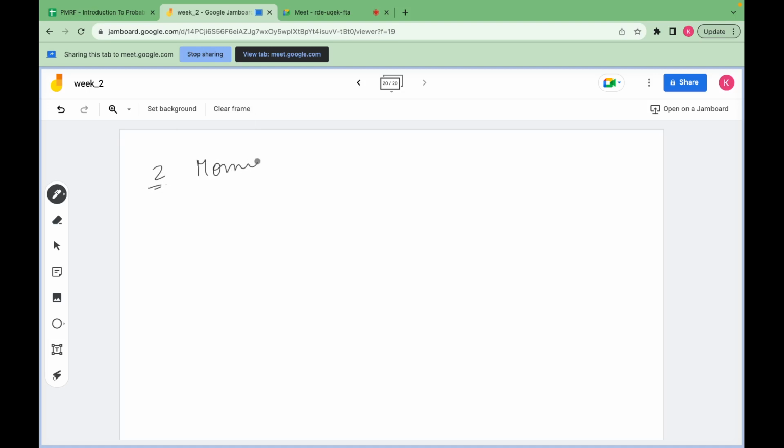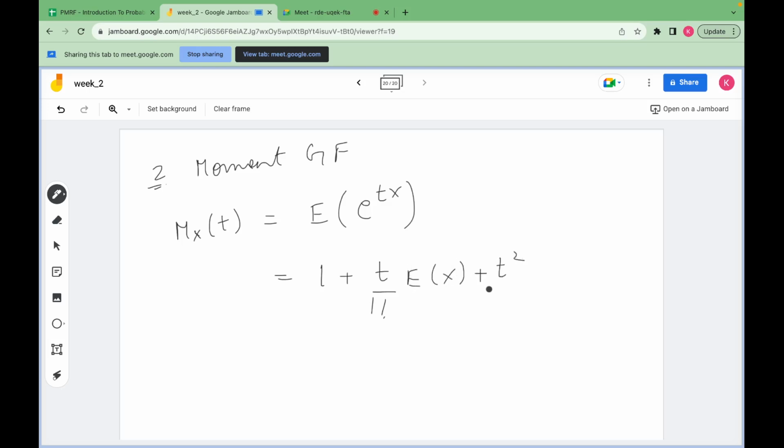The second generating function is the moment generating function, denoted by M_X(t), and it is the expectation of e to the power tX. Okay, so when we expand this term, it will come out to be this: 1 plus t times expectation of X plus t square by 2 factorial times expectation of X square plus t cube by 3 factorial times expectation of X cube, and so on. This series will also converge to something. So this is the moment generating function.